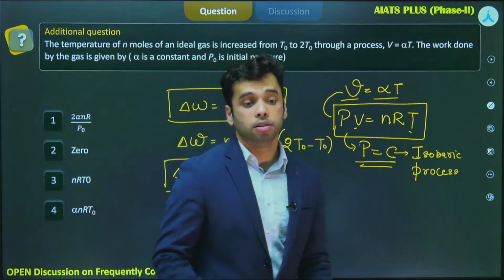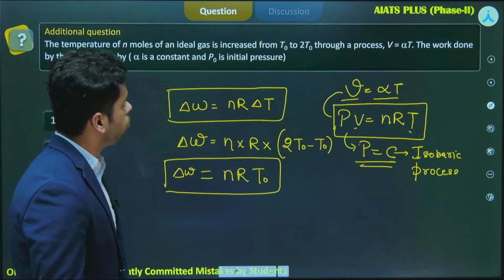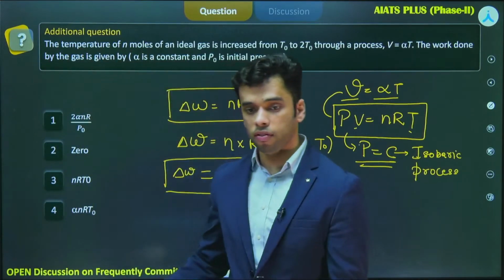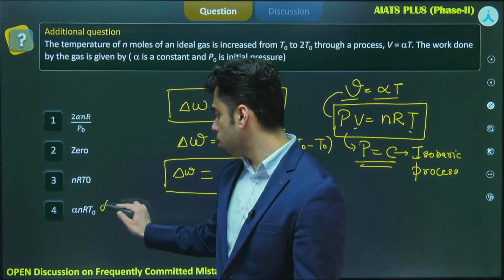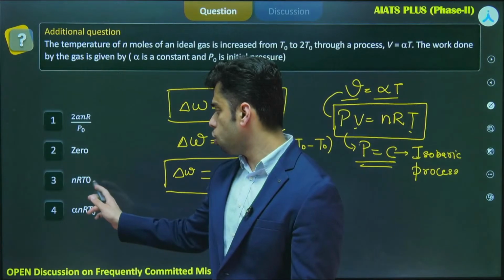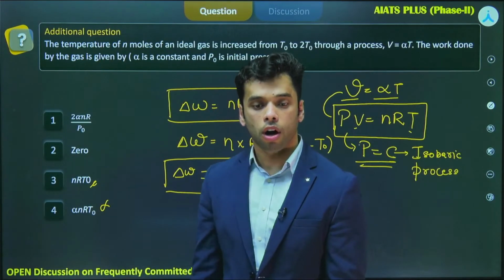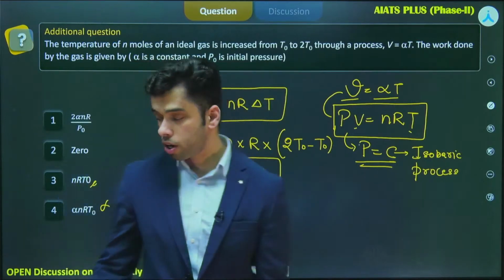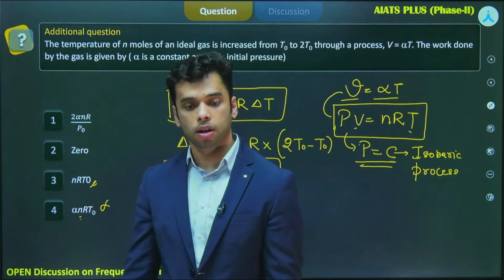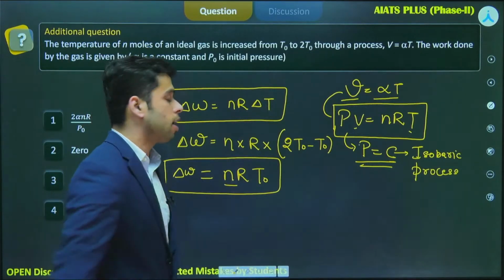Someone is commenting answer alpha. How do you get to the answer alpha? How is alpha coming in your answer? No, not option 4. Option 3 should be the correct answer. How are you guys getting option 4 as the correct answer? Option 3 is the correct answer. The correct answer is nRT naught.